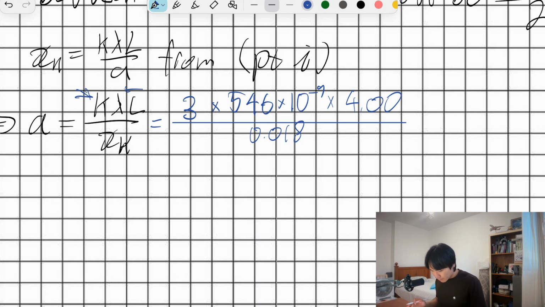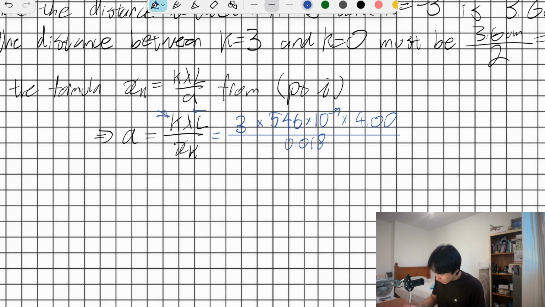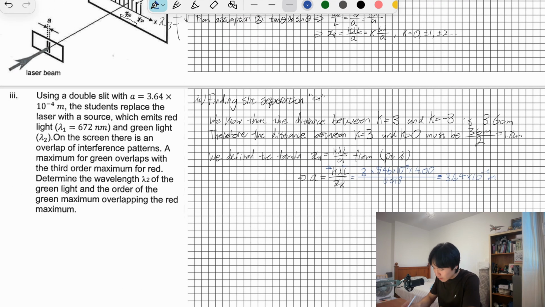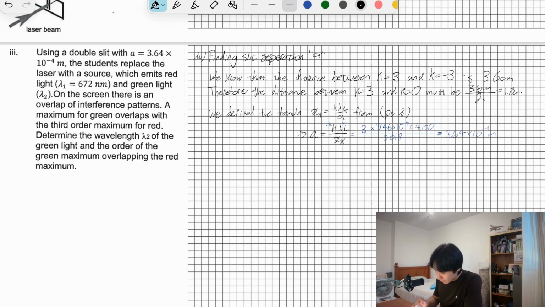And for me, I get the slit separation for part A must be equal to 3.64 times 10 to the power of minus 4. What should be the unit for A? Should be meters, right? Okay, let's continue with part 3.